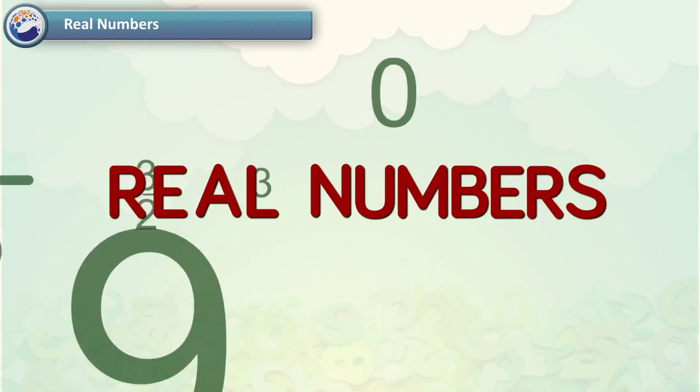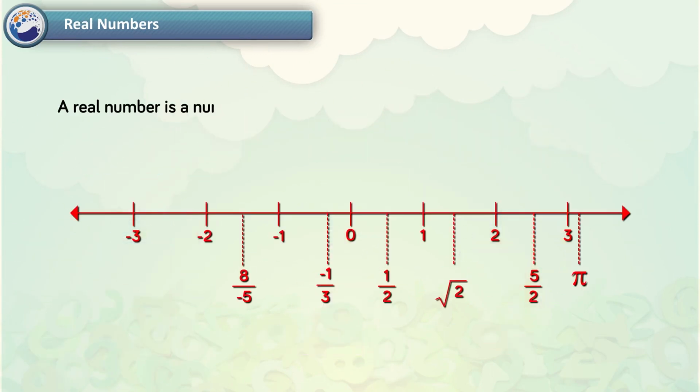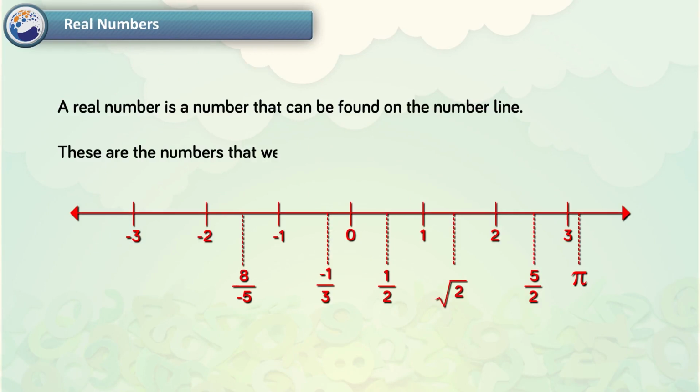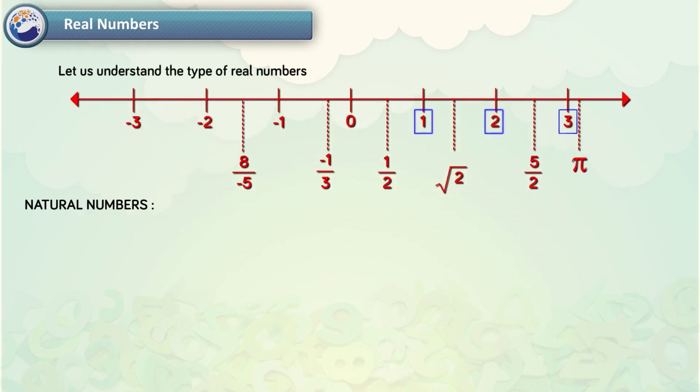Real numbers. A real number is any number that can be found on the number line. These are the numbers that we normally use and apply in real-world applications. Let us understand the types of real numbers.